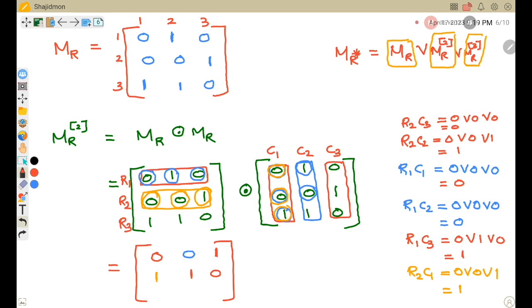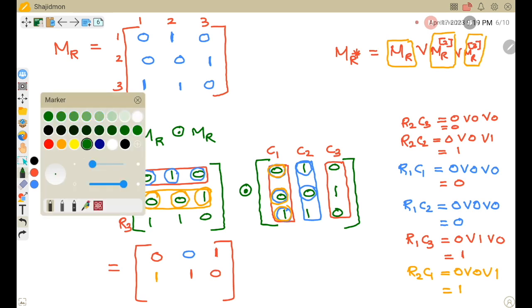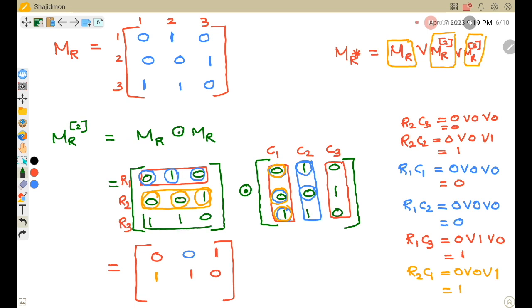Now after that we will go to the third row. Okay, once you finish, go to the third row. Row number 3 with the column number 1, row number 3 with the column number 2, row number 3 with the column number 3. So I will write the answer here. You can try that one. So we will get 0, 1, and 1. So what is the MR power 2 matrix we are getting is 0, 0, 1, 1, 1, 0, 0, 1, 1. Now similar way we need to calculate MR power 3 matrix.